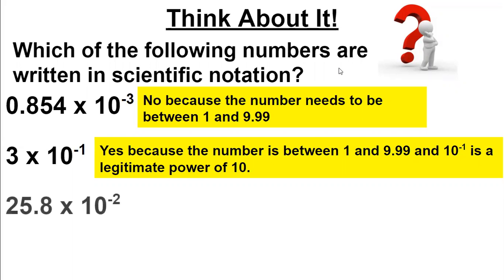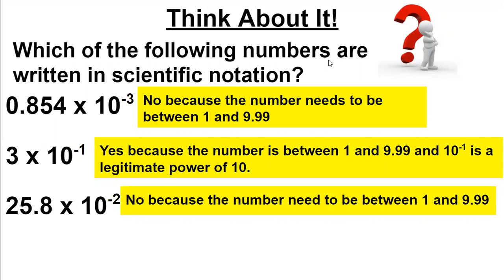The next one, 25.8 times 10 to the negative 2. Is that in scientific notation? No, right? Because the number needs to be between 1 and 9.99, and 25 is way past that.